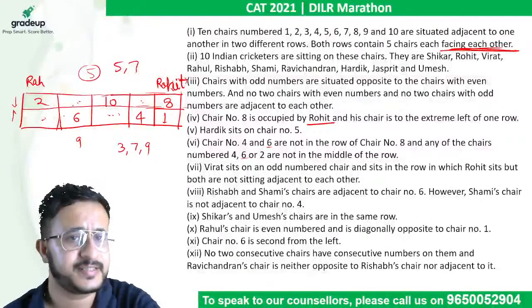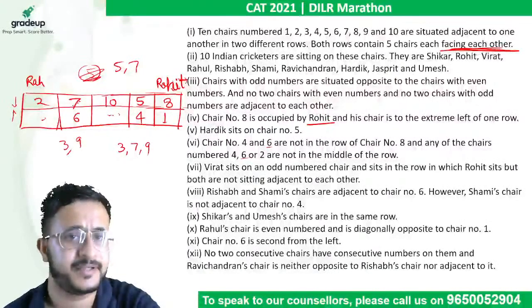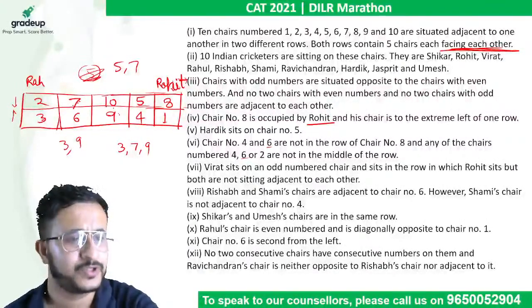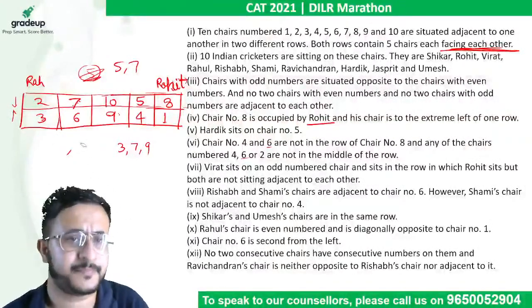5 नहीं आ सकता 7 के बगल में, 6 के बगल में 5 भी नहीं आ सकता, so 5 and 7 will be here, 3 and 9 will be here, right? So 5 and 7, that means 5 will come here, 7 will come here, 3 and 9, 9 will come here, 3 will come here, okay? So this is the arrangement of the chairs, right? So chair का arrangement हो गया.